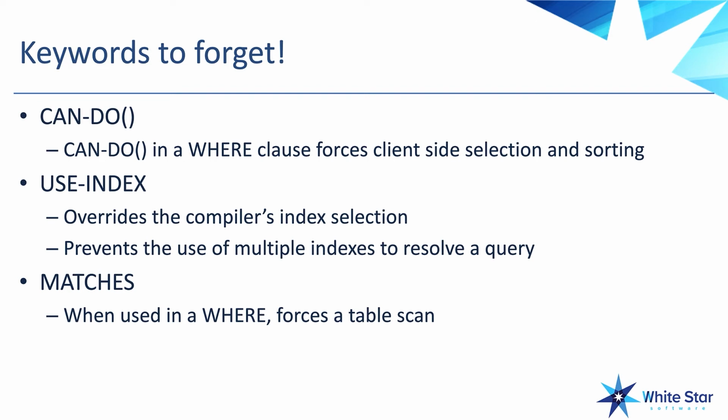And in fact, one of the easiest ways to discover performance problems is to search for comments saying that somebody did something to make performance go faster. Anyway, that's just a little side note. The other thing about use index is that it prevents the use of multiple indexes. So if you have a query which could have taken advantage of multiple indexes, use index prevents that. The matches keyword, when used in a where clause, also forces a table scan. In a way it's nice because it supports wildcard comparisons, but when you do that, you're basically telling the query engine that it has to look at the entire table in order to resolve the query. And you probably don't really want to be doing that.